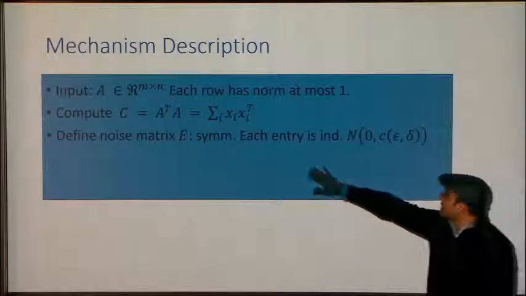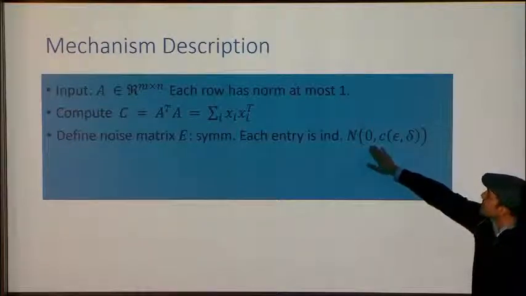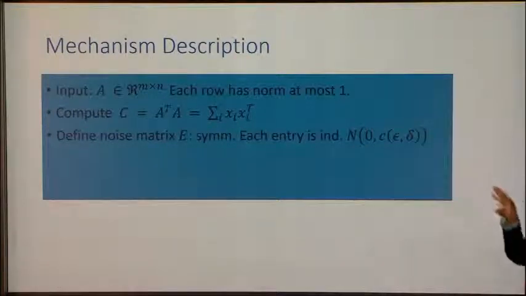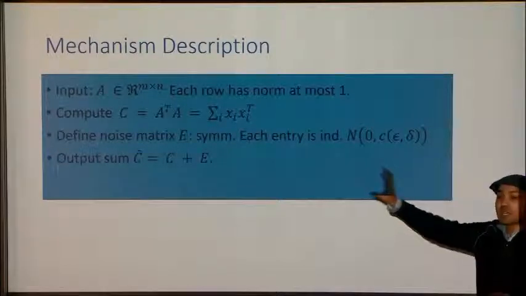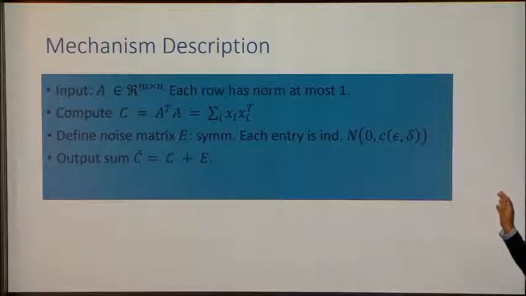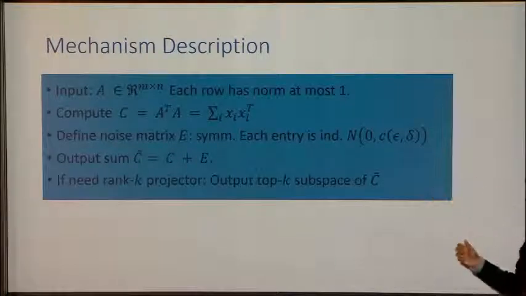I'll define the error matrix, which is just essentially constant in each entry. And I just add the two. And now, essentially, the basic analysis of the Gaussian mechanism, going back to a long time ago, tells me that outputting C prime is differentially private. So I can output the covariance matrix. Now you can do whatever you want with it. In particular, you can output the top K subspace of this if you want.